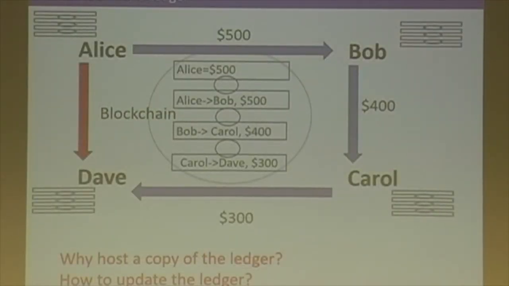So the question that sets itself is, why host a copy of the ledger? Why would Alice even care about that? We need to find a solution. And how to update that ledger, right? We need a way to automatically update that stuff.